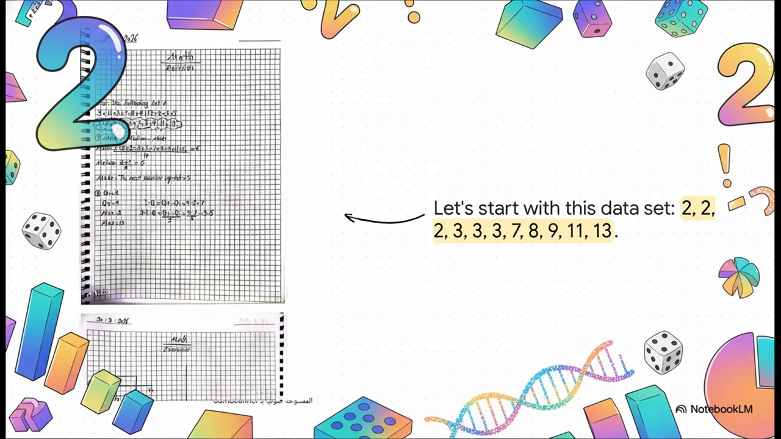Let's really zero in on the data set right from the notebook. We've got 11 numbers here, and the student did something that is absolutely crucial. They put them in order from smallest to largest. That is going to be a huge help in a minute. The numbers are 2, 2, 2, 3, 3, 3, 7, 8, 9, 11, and 13.